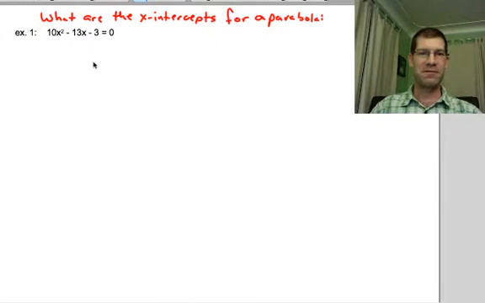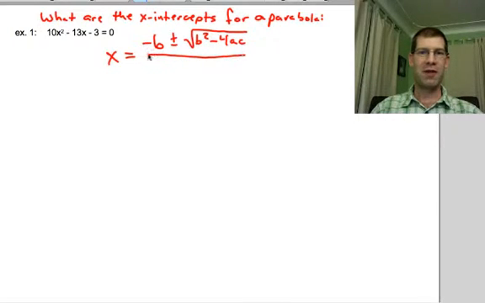Alright, so first thing, let's go through and write out the quadratic formula. So x equals negative b plus or minus the square root of b squared minus 4ac, all divided by 2a.